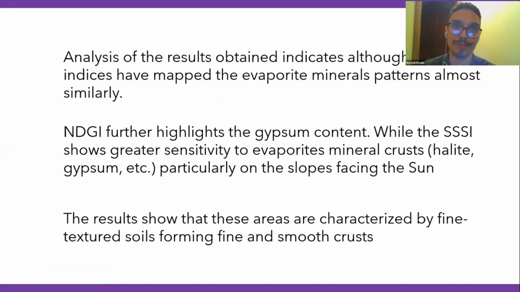I'm trying to speak here, sorry, just for concluding my research. So I could conclude that the obtained results indicate that both indices have mapped evaporite minerals similarly. Maybe NDGI highlights more the concept of gypsum, while SSI, let's say, was very sensitive to all evaporite minerals. So this result in general shows that these areas are characterized by some kind of textured soils forming a fine smooth crust.